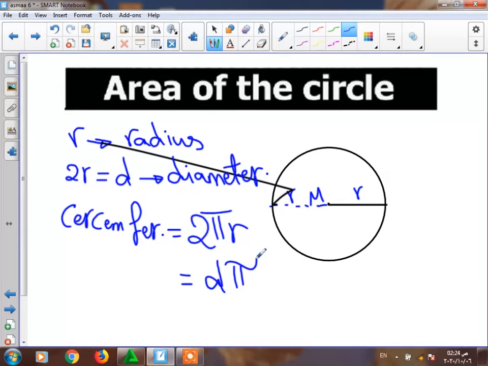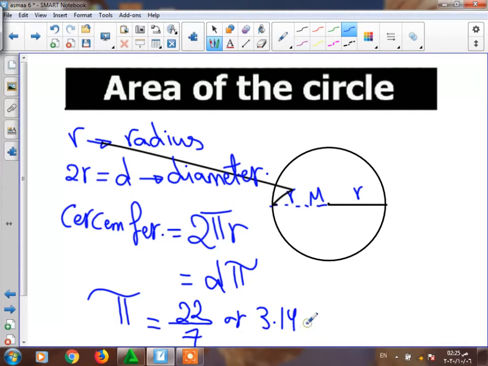But now we want to remember what pi is. Pi, as we know, is the ratio we get when we divide the circumference of the circle over the length of the diameter of this circle. We give it the value 22/7 or 3.14. So the value of pi will be 22/7 or 3.14.